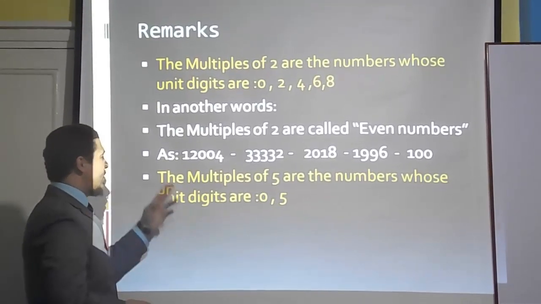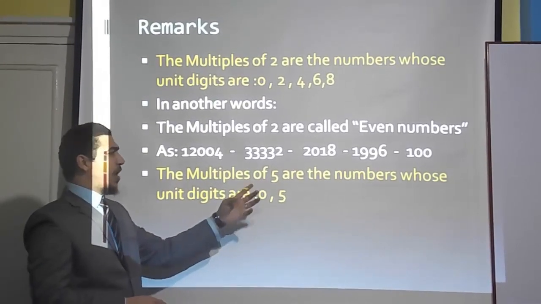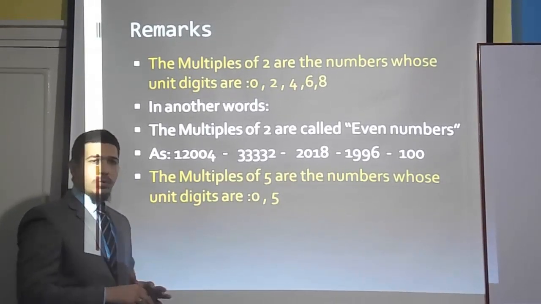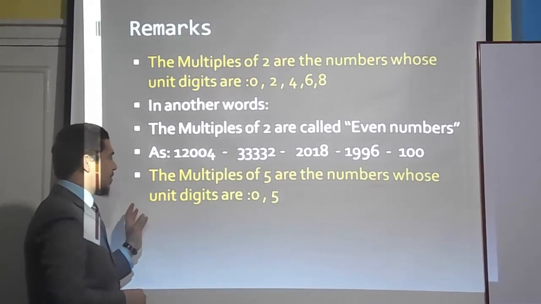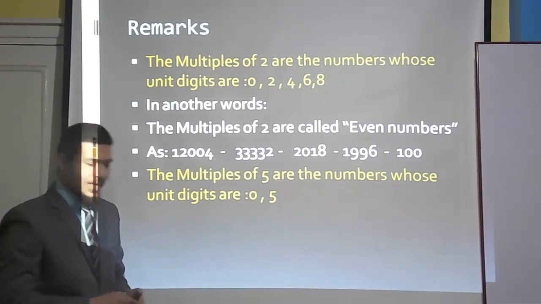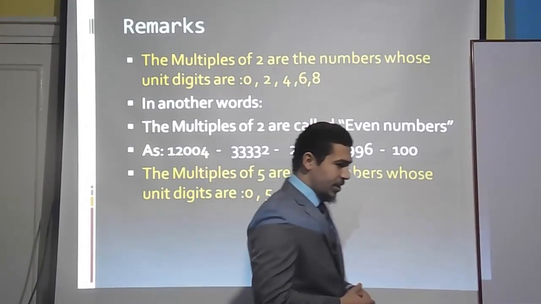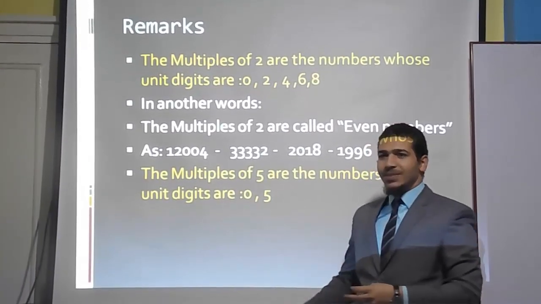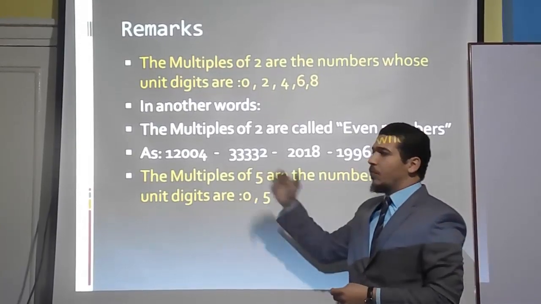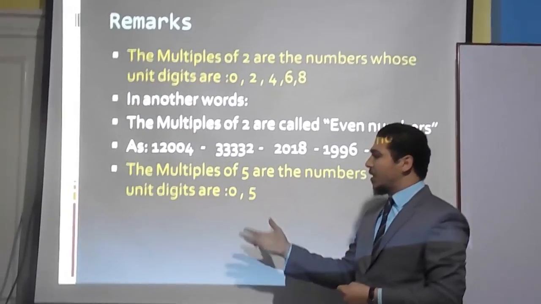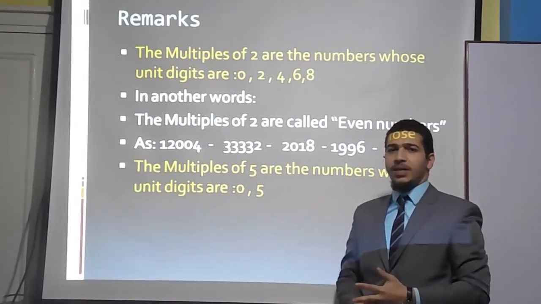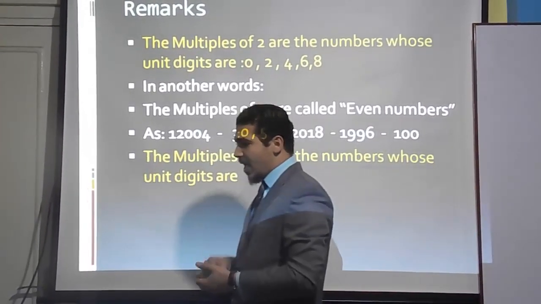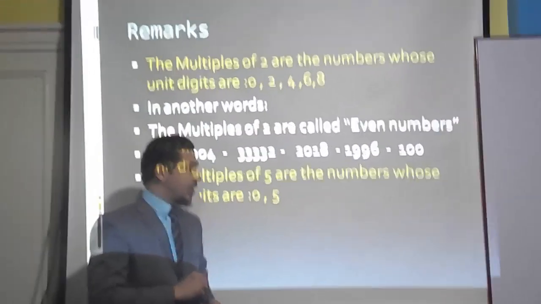The second remark: the multiples of 5 are the numbers whose unit digits are 0 or 5. In this remark, we understand that, as we said before, any number whose unit digit is 0 or 5 is a multiple of 5. 100 is a multiple of 5. 5 is a multiple of 5. 10 is a multiple of 5. Why? Because these numbers have 0 or 5 in the unit place.